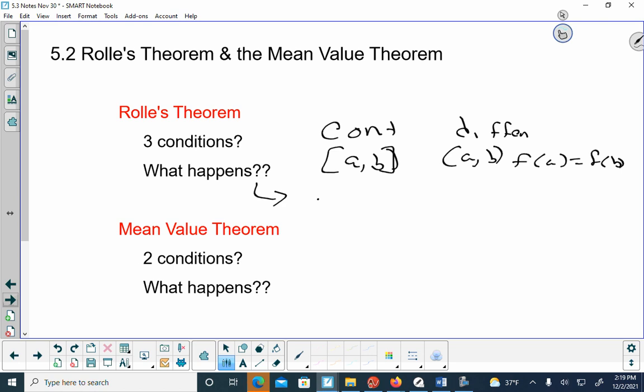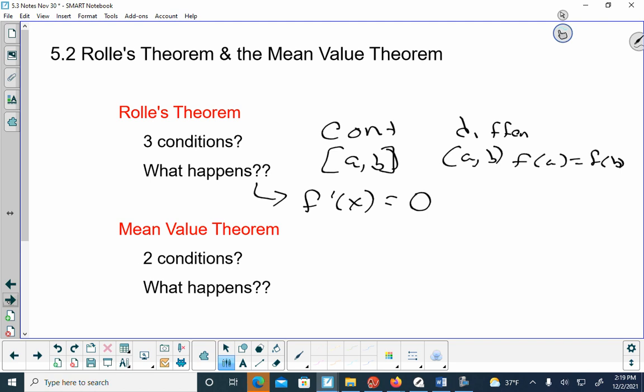What that means is that if you take the derivative of the function, it should equal 0 somewhere in that interval between A and B. That's what Rolle's theorem says, which is not to be confused with the mean value theorem.